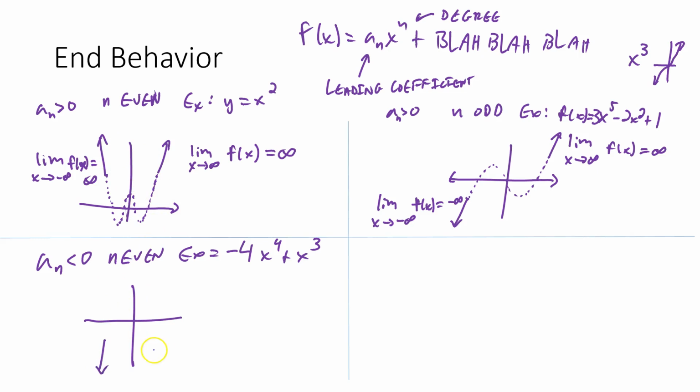So it's going to be down on the left and down on the right. You notice when it's even, when we have an even degree, they go the same way. So I don't know what happens in the middle. Doesn't matter. But we know that it goes down on the left and down on the right. So the limit as x approaches negative infinity of f of x here is negative infinity because it's going down. And the limit as x approaches positive infinity, so as x is getting bigger and bigger, the function is getting smaller and smaller.